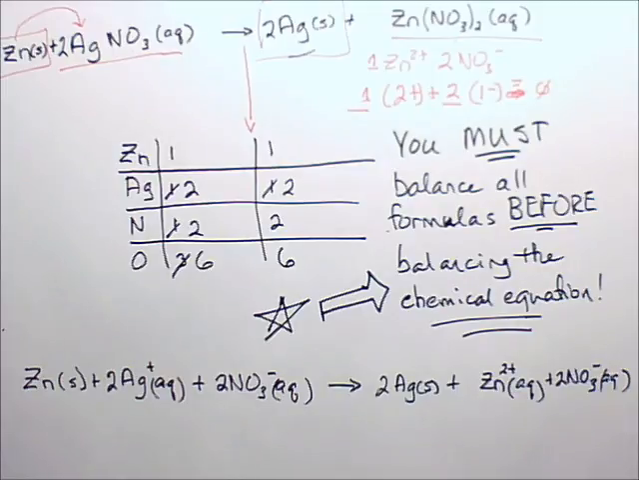Take out the spectator ions, okay? The ones that are exactly the same. You don't take out anything that's not exactly the same on both sides.